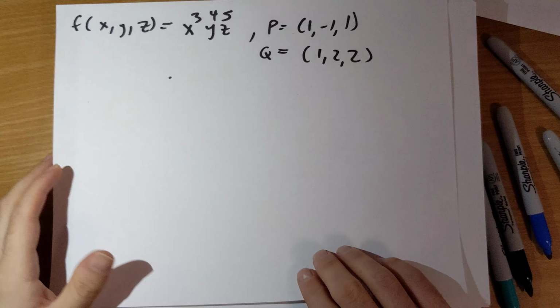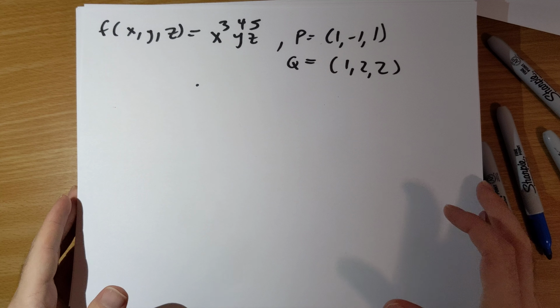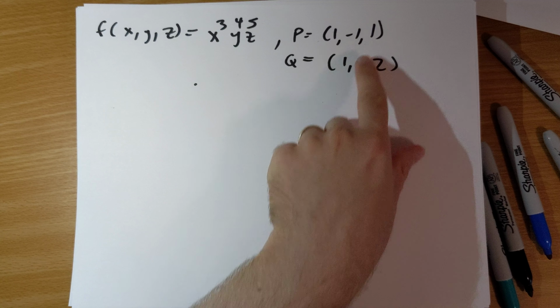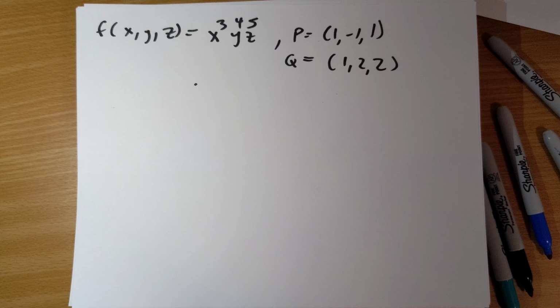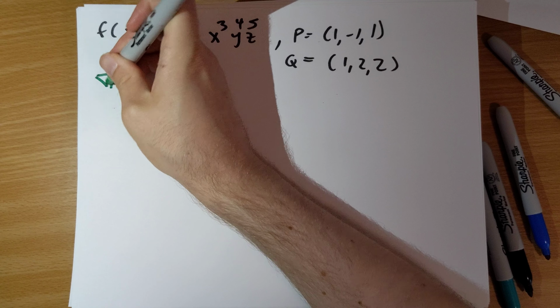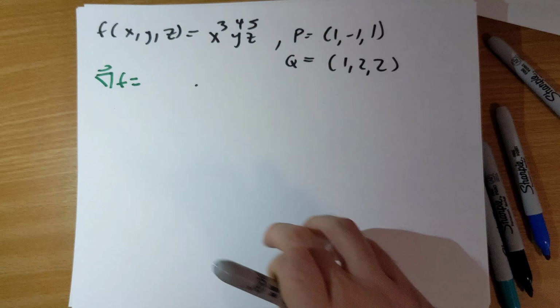Okay, that was problem 5. Problem number 6: find the directional derivative of f of x, y, z is equal to x cubed, y to the 4th, z to the 5th, at the point P = (1, negative 1, 1) towards Q = (1, 2, 2). How do we do this? How do we find directional derivatives? Let's see, there are several different things that we will need. First, let's realize that we will need the gradient.